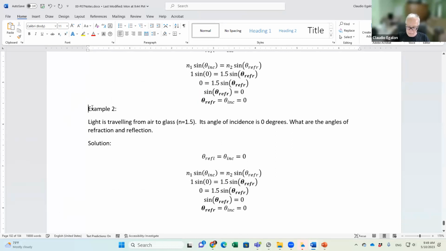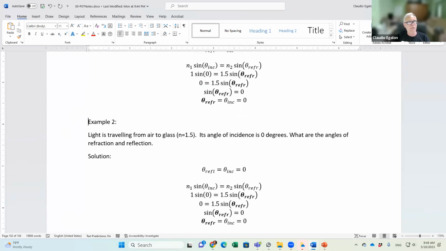Example 2, we're going to do a different one. Light traveling from air to glass. This angle of incidence, I'm going to put here 30 degrees. What are the angles of refraction and reflection? Well, for reflection, it's straightforward, right? No big deal here. It's going to be 30 degrees. Now, for refraction, it's going to be different. The refractive index doesn't change. We want to find out this angle here. Sine of 30 degrees is what? Is half, right?